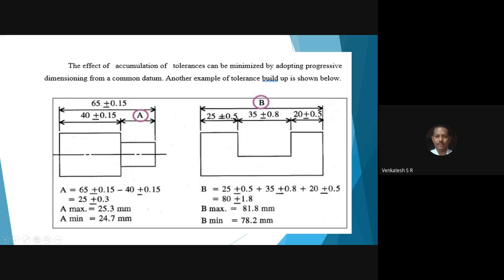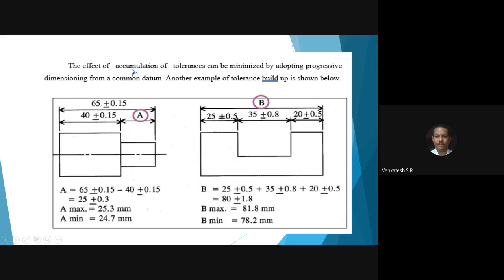So totally calculate the total tolerance. What is the definition of tolerance? Tolerance is the difference between the upper limit and the lower limit. So here, the total tolerance 0.15 and 0.15, so that becomes 0.3. 25.3 or 24.97, you can accept the component.